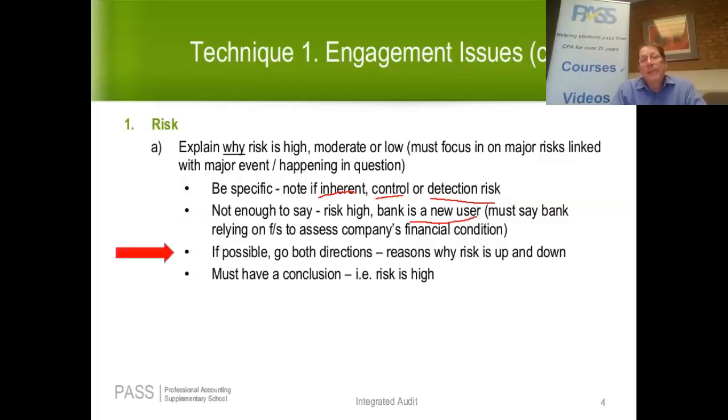And number 3, go both directions. Find me something that increases risk and find me something that decreases risk. Doesn't have to be equal. You could have more points going in one direction, probably going up, but try to find me something going down. There are some solutions that criticize candidates for not doing that. And finally, make sure you have a conclusion. It's not obvious just because you listed a few points going up that risk is automatically high. You need to say that's your conclusion.